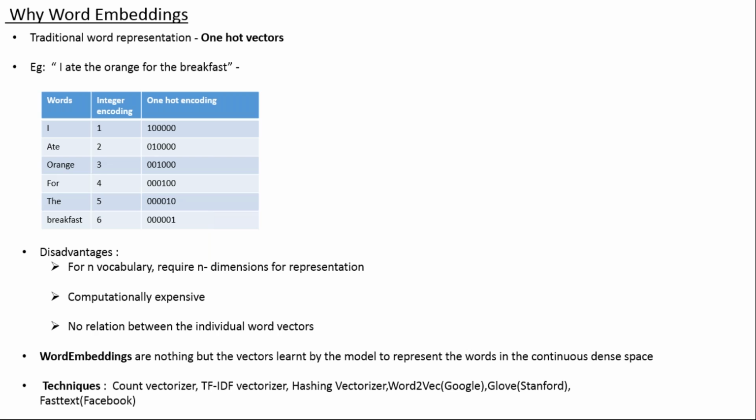So to avoid all these, right, what has happened in the past few years are the word embeddings. There are various techniques which have come up to give better word meanings for embedding the words, or to represent the words. Some of them are count vectorizer, TF-IDF vectorizer, hashing vectorizer, Word2Vec, GloVe, and FastText. Word2Vec is from Google, GloVe is from Stanford, FastText is from Facebook. Each of them has their own advantages, benefits, or certain limitations.